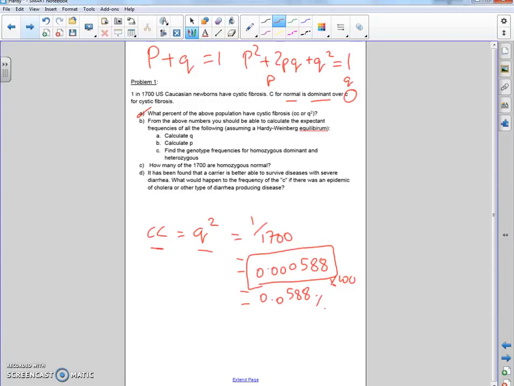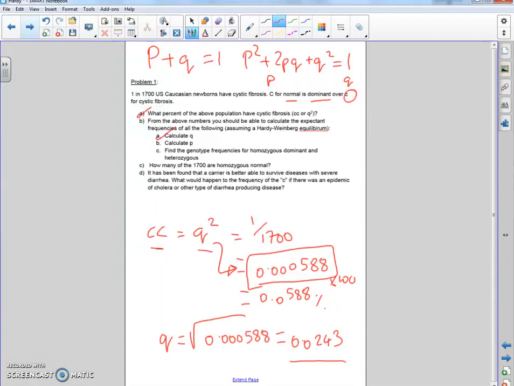From the above numbers, you should be able to calculate the expected frequencies of all the following, assuming Hardy-Weinberg equilibrium. Calculate Q. Well, hang on. Remember I said that Q squared is the proportion of homozygous recessive individuals, and we found Q squared. In order to get Q, you just take the square root of this. We knew Q squared, take the square root of that and you will have Q. Once you do that in your calculator, Q is 0.0243. This is the frequency of the cystic fibrosis allele in the population.